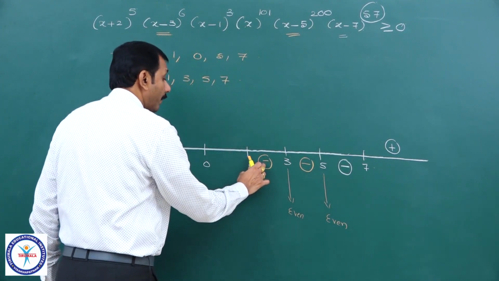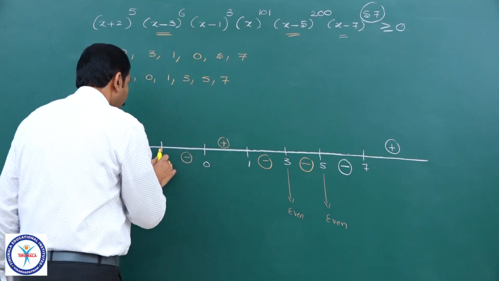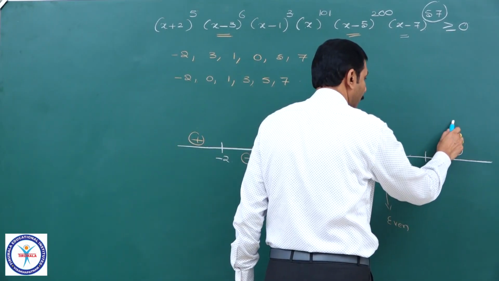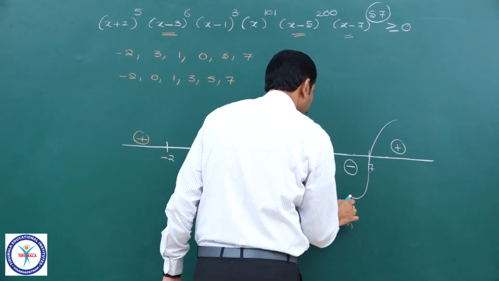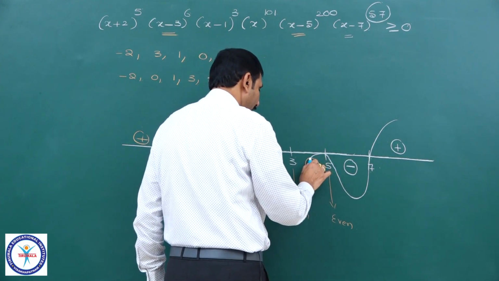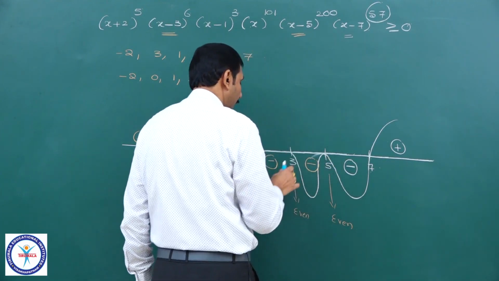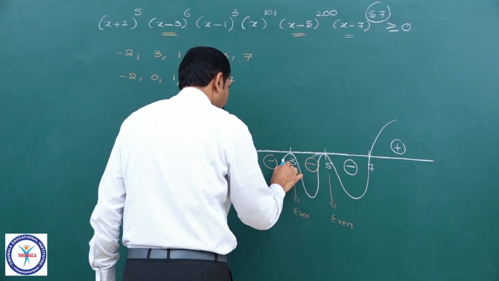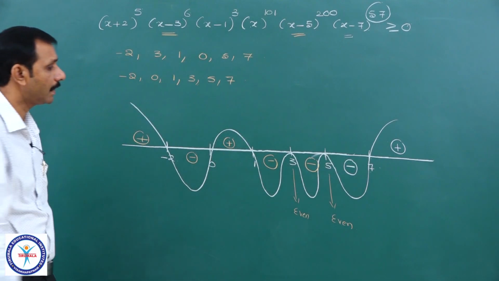And next, it is odd power, so negative to positive. Here odd power means positive to negative. Here odd power means negative to positive. This is the sign scheme. If I want to draw the wavy curve, here the extreme right is positive, next negative. It will not cross because of the even power. This curve will remain on the same side, and again at x equal to 3 it will not cross the x-axis, it remains the same. Yes, it will cross, it will cross, it will cross. It is our wavy curve.